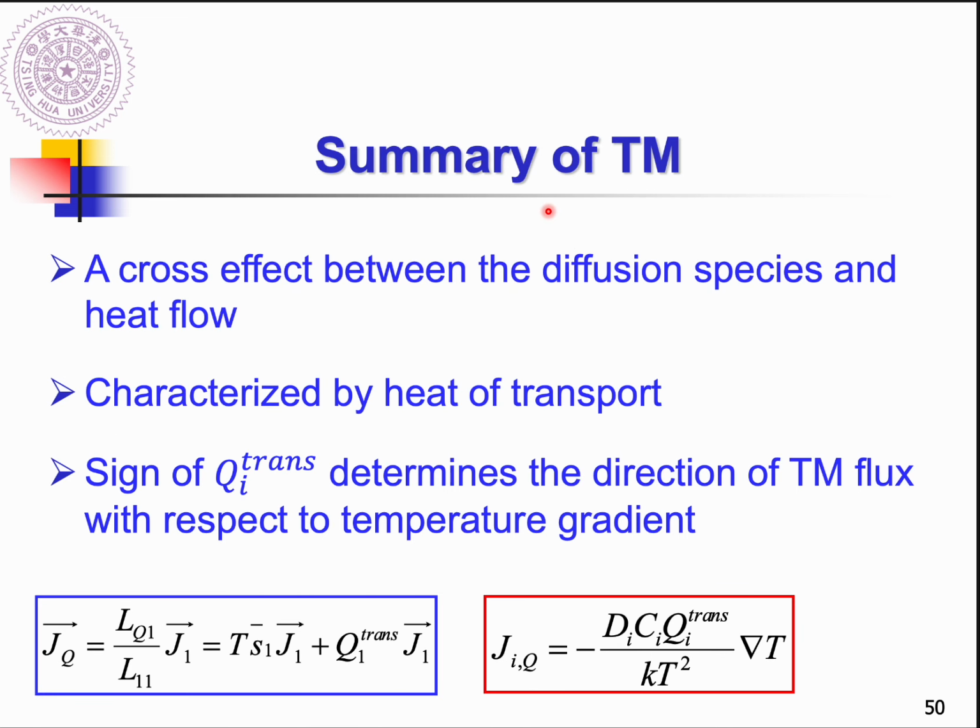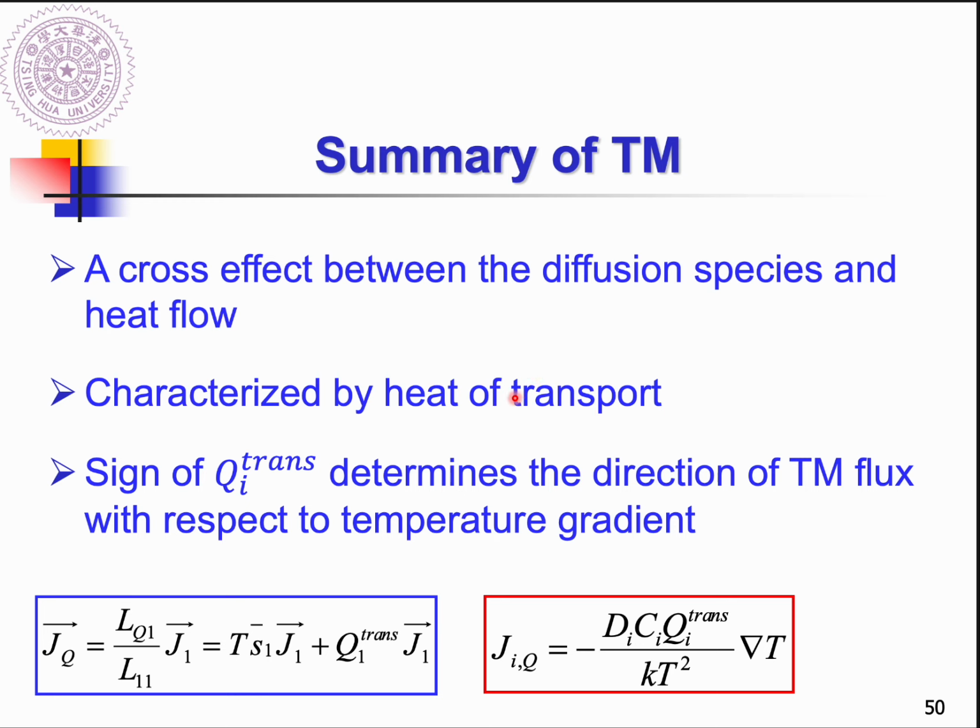So let me give you a quick summary here. What is thermal migration? It's a cross effect between the diffusing atoms and the heat flow. We can characterize and describe this phenomenon by the heat of transport, and this property is related to material properties, right?